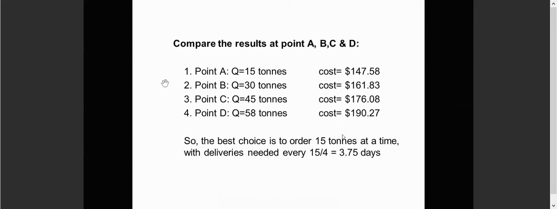Based on this, it shows that the point A has the lowest total cost at 147.58. So the best choice is to order 50 tons at a time with delivery needed every 3.75 days.